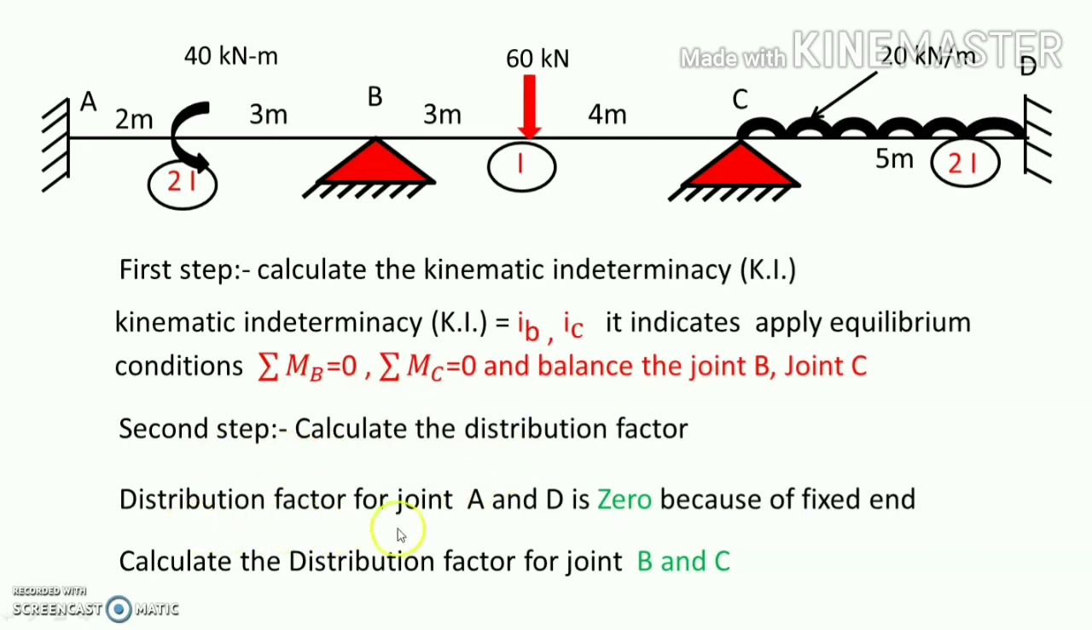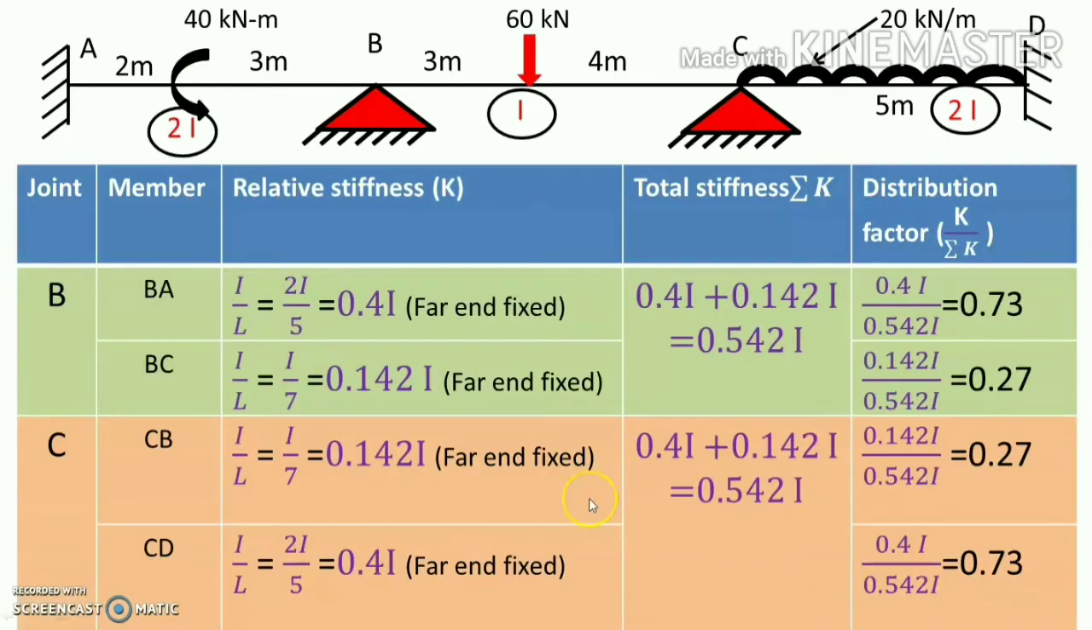We know that for joint A and joint D, because of fixed ends, the distribution factor is 0. So, we have to calculate the distribution factor only for joints B and C. Now, here is a table: joint, member, relative stiffness, total stiffness and distribution factor. For joint B, the members are BA and BC. For joint C, the members are CB and CD. Now, this second letter is the far end. A, C, B, D, these are the far ends.